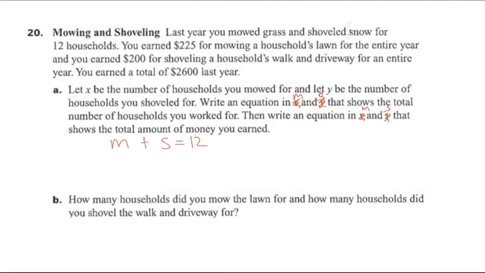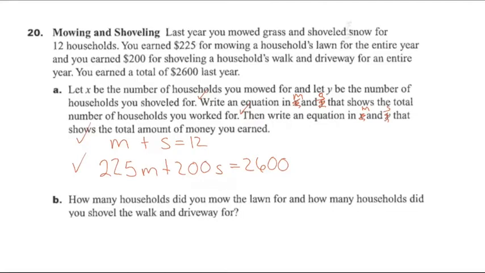You earn $225 for mowing a household's lawn for the entire year and $200 for shoveling a household's walk and driveway for the entire year. So it's $225 times the number of lawns I mowed plus $200 times the number of walks I shoveled equals $2,600.